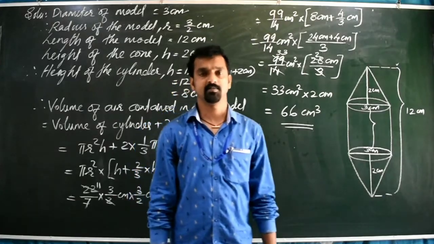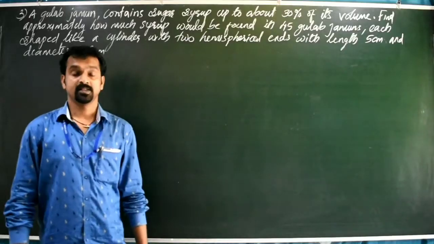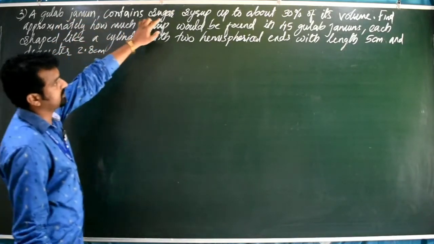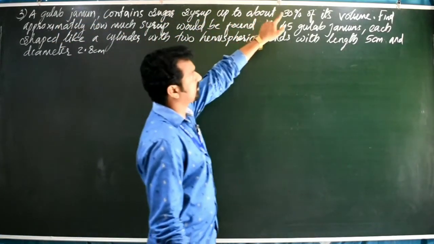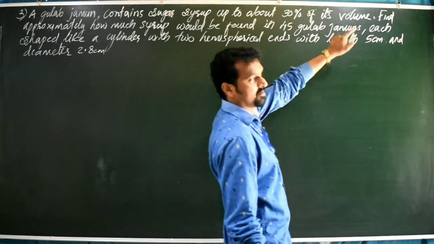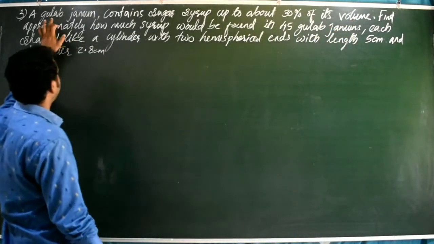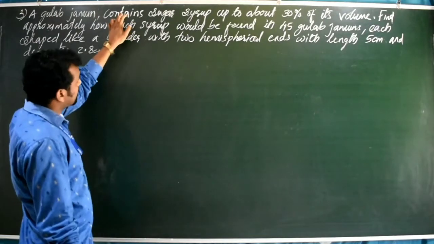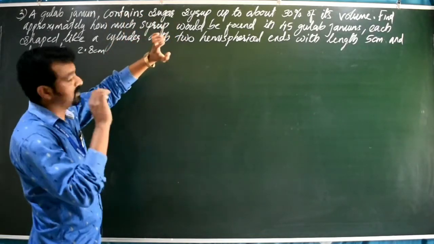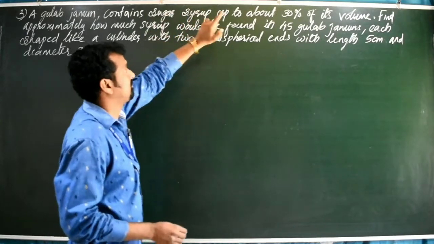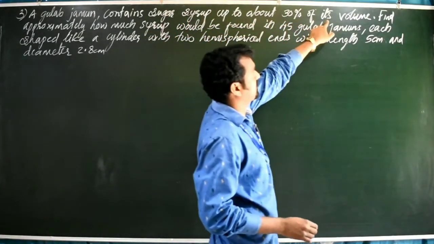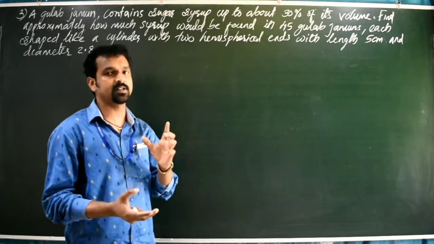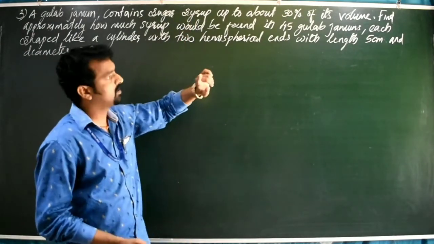Now let's see question number 3. A gulab jamun contains sugar syrup up to about 30% of its volume. I think gulab jamun contains sugar syrup inside, up to about 30% of its total volume. 30% of its total volume is sugar syrup.